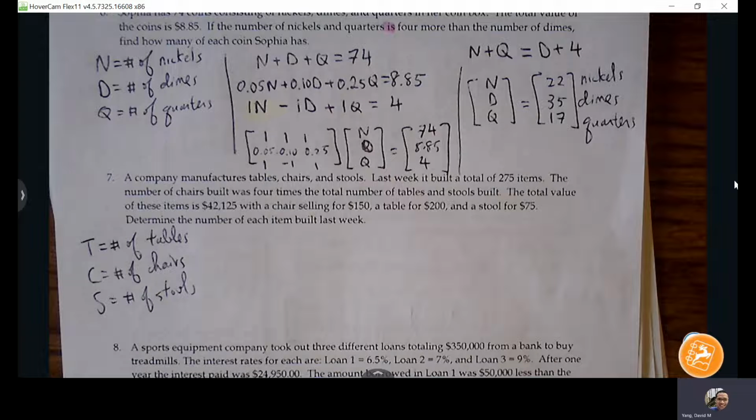The chairs was the floor. It's not the stools and the tables. So you put the four chairs is 4 times the total number of tables. Yes. It's 4 times the amount of chairs.